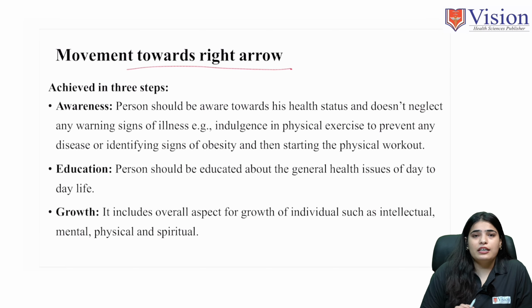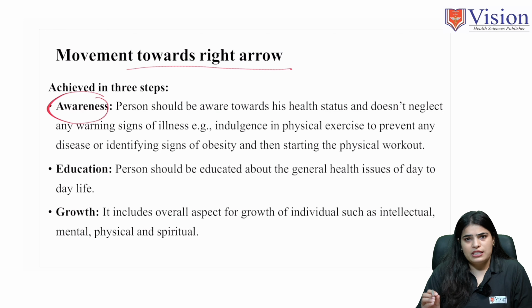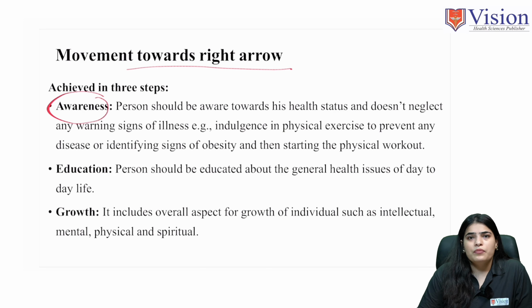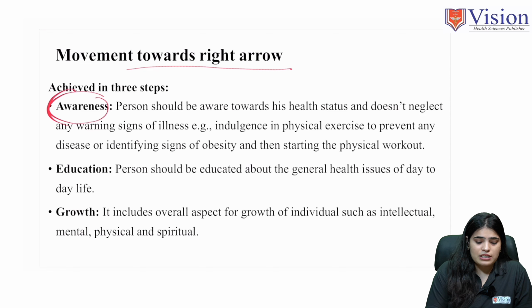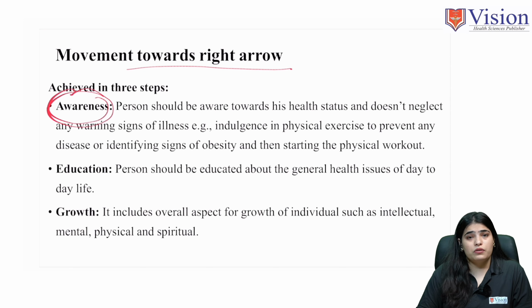The right arrow includes 3 steps, basically the 3 things which will be influencing your health. The first thing is awareness. Obviously, when you are aware that your body weight will be impacting your heart health, or that there are some foods which will be causing disease in you, you will be taking steps to avoid those things in your life. So, this is how awareness will be impacting your health in a good way.